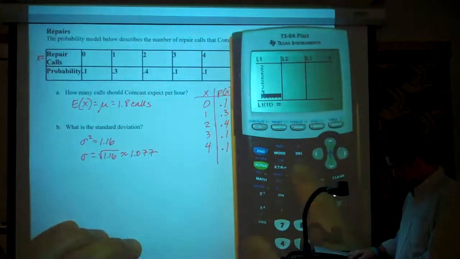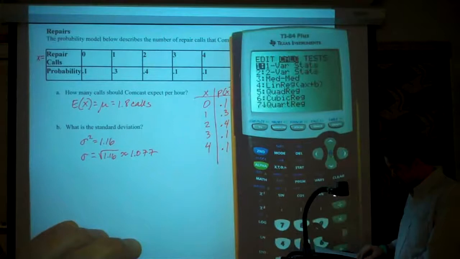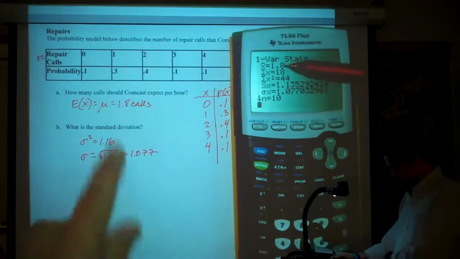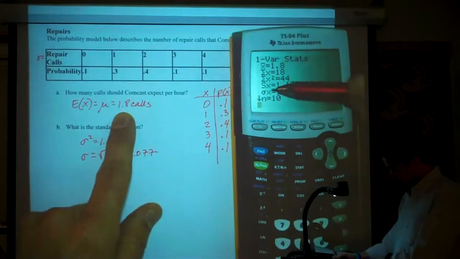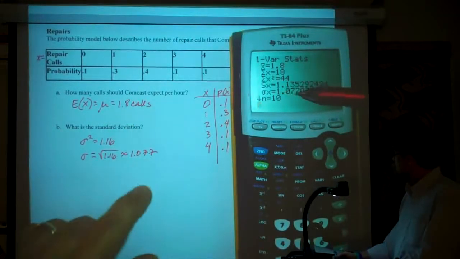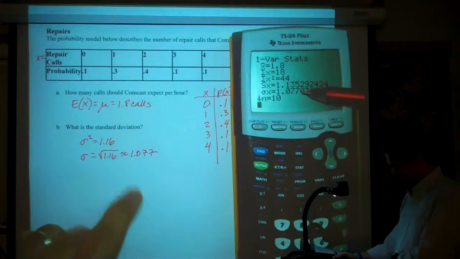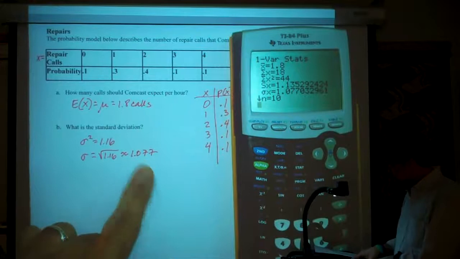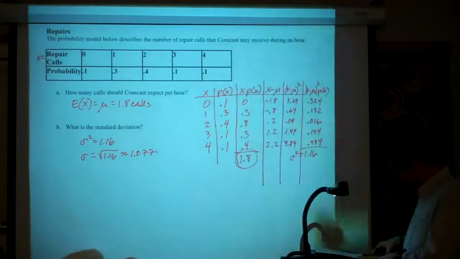And so now I can just go to Stat, Calc, one variable stats, and I see that the mean is 1.8, just like I got there. And the standard deviation, sigma, not S, but sigma, is 1.077, just like I got right there. So, well, call me a cheater if you want to, but I think it works pretty well.